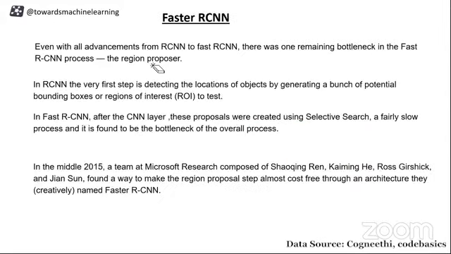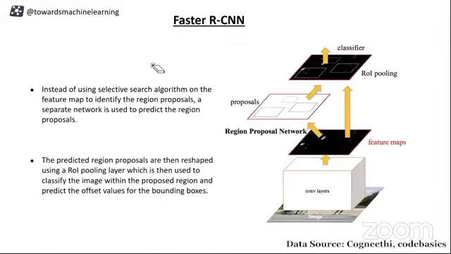Okay, in faster RCNN, similarly, they pass the whole image through a convolutional neural network and get feature maps. Now, one thing that was a bottleneck in RCNN and fast RCNN was that they were using selective search. Selective search is also computationally too costly, and we don't want that.